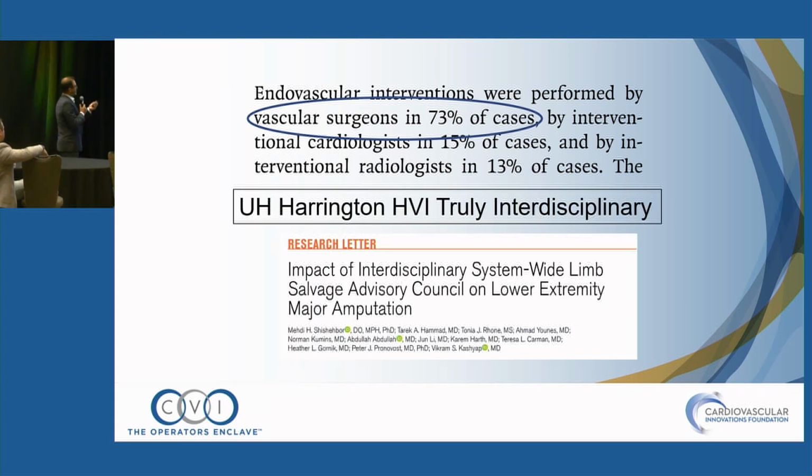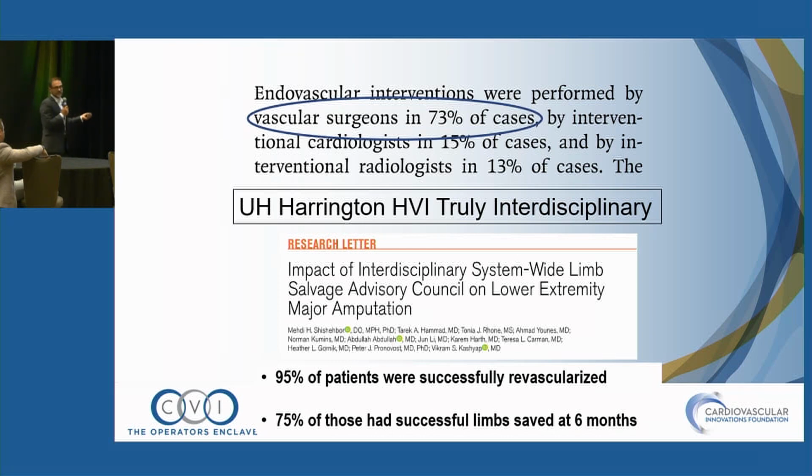And when you do it multidisciplinary, this is what happens. You get success. This is a paper we published from our data where we showed 95% of the patients could be revascularized, patients that in our own institution we thought were not revascularizable. Every patient in this study was being treated by a vascular surgeon or interventional cardiologist and was felt to have no option left. We bring them to this limb salvage advisory council, and suddenly all kinds of options show up. We are able to revascularize 95% of those patients, and at 6 months we were able to save their limb 75% of the time.